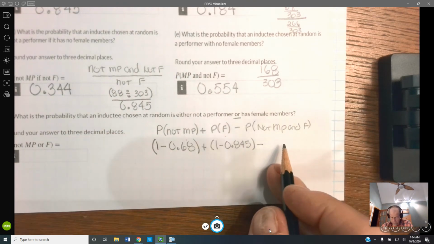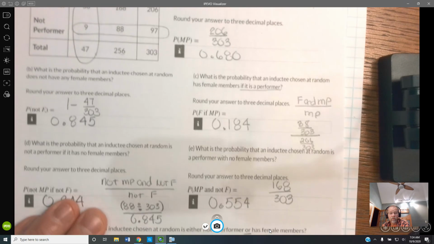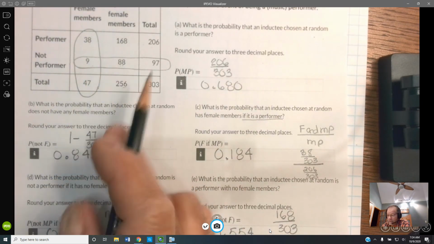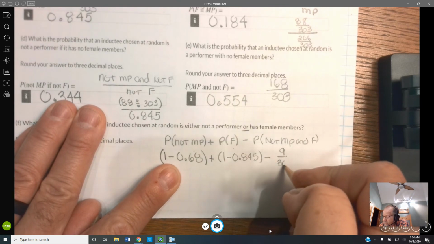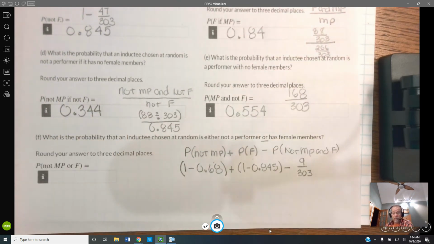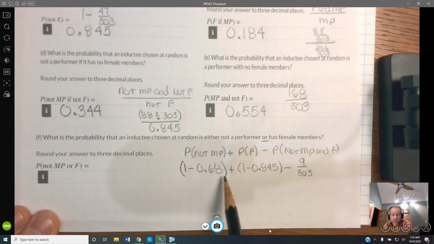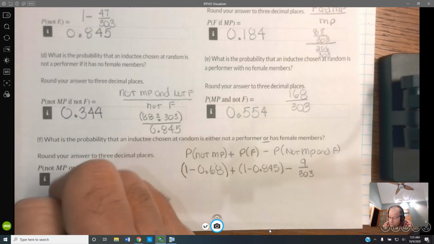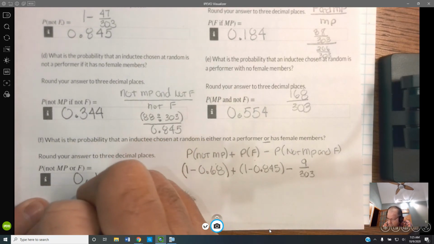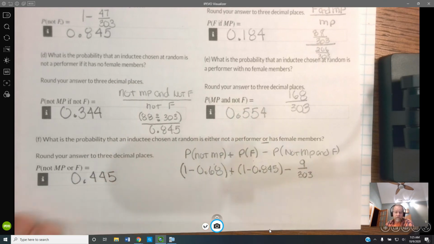And we're going to take away the intersection of these two things. Remember what was being counted too many times, the 9. The 9 is our number that got double counted. 9 out of what? 9 out of 303. We didn't have that calculation anywhere, so we got to get that all at one time into a calculator. Parenthesis 1 minus 0.68, parenthesis, plus, parenthesis 1 minus 0.845, parenthesis, minus the fraction 9 over 303. And when you enter all of that, you get 0.445.